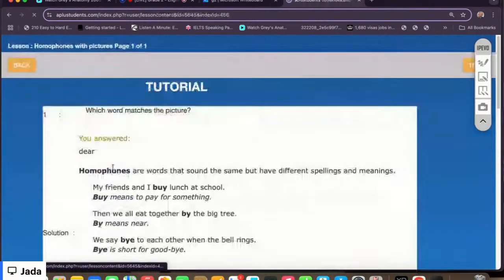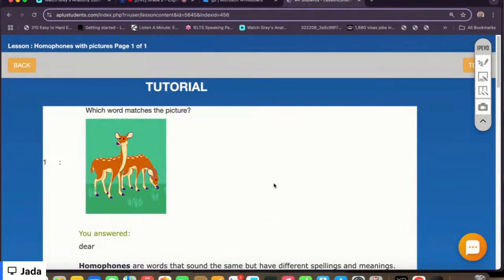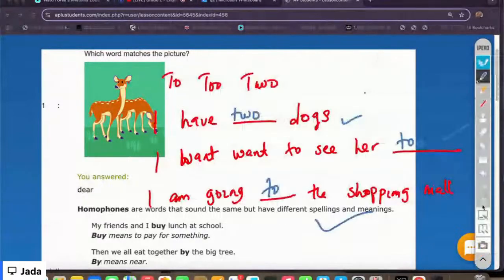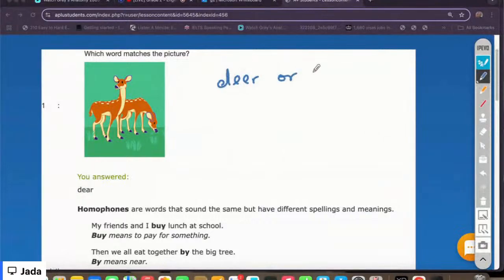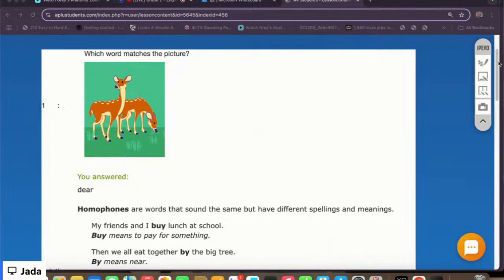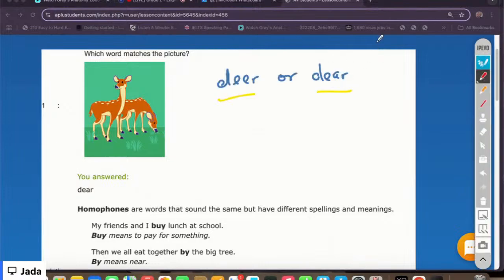So yeah, the first one is identifying homophones with the pictures. Okay. So we have the first, which is, which word matches the picture. So is it dear or dear? So obviously we know that it cannot be this one. So this one is an endearment, hi my dear, and then dear as in the picture here.